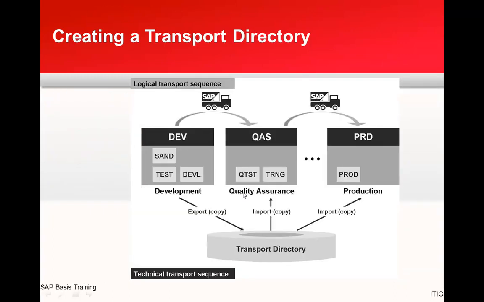Now, creating a transport directory continued. This shows how the transport request is transported from your dev system to your quality system. The changes are copied, that is exported, into this particular transport directory, and as a next step they are imported, that is copied into the quality system. After it is successfully tested and validated, you can import it again into the production system.